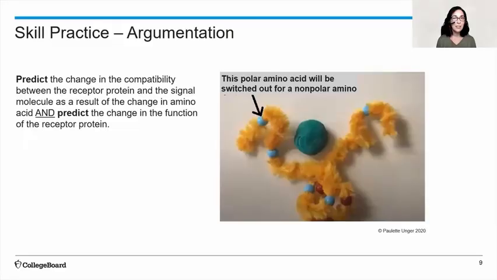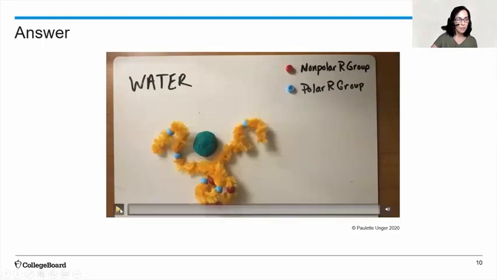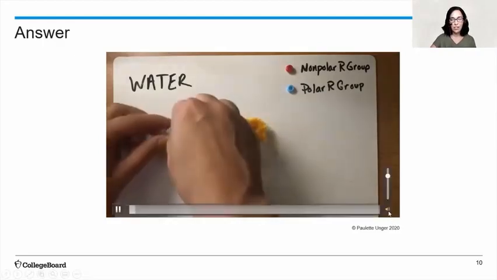So you're being asked to make a prediction on 2 items, so be sure you address both of those in your prediction. So I'm going to ask you now to pause the video, take a moment to think about what might be a good prediction for this question, and then press play and we'll discuss the answer together. Okay, so hopefully you have your prediction ready, and let's see what happens if we have that change.